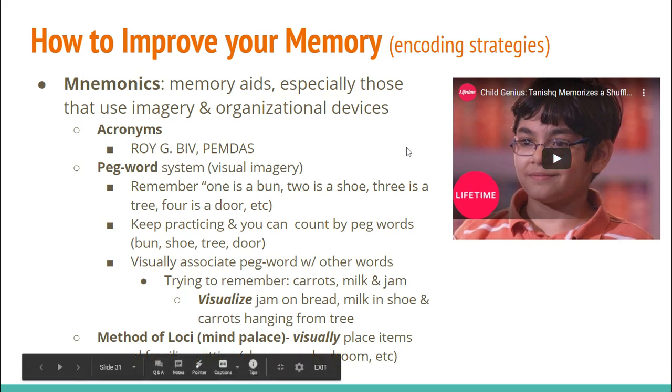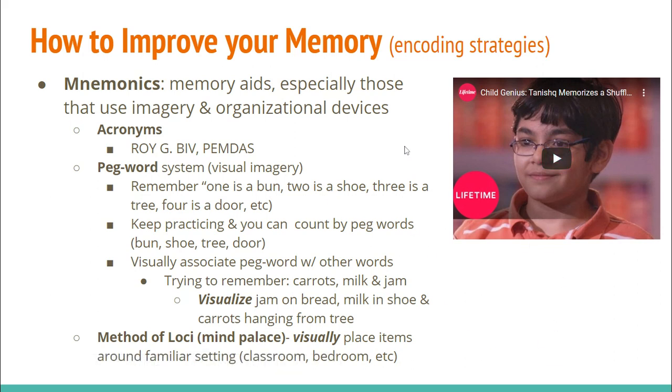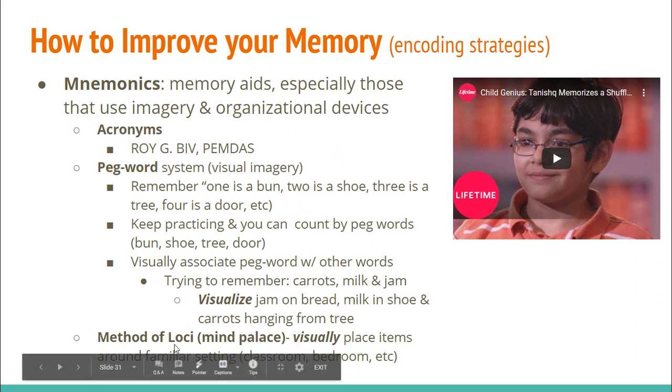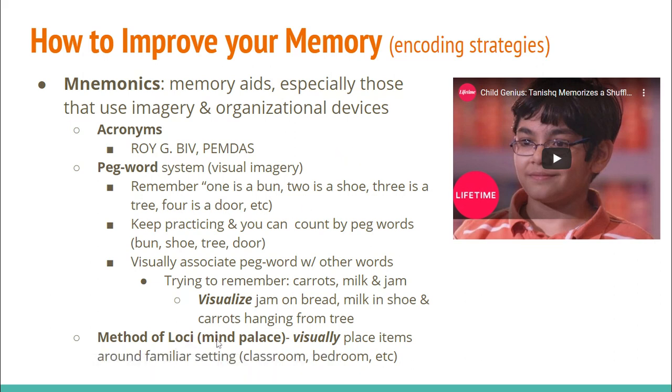Again, there are competitions to see how fast people can memorize a deck of cards, most of whom use things like the peg system or the method of loci, also known as a mind palace. If you've ever watched Sherlock, he talks a lot about his mind palace. This is really just using something or some place that you know in your mind very, very well, and using that to create a system of order.